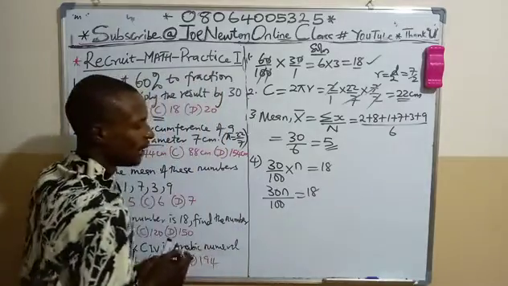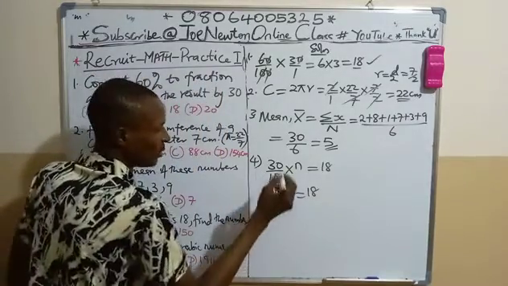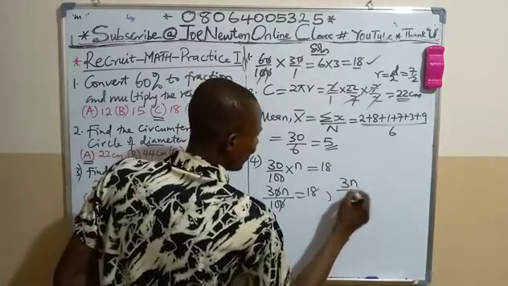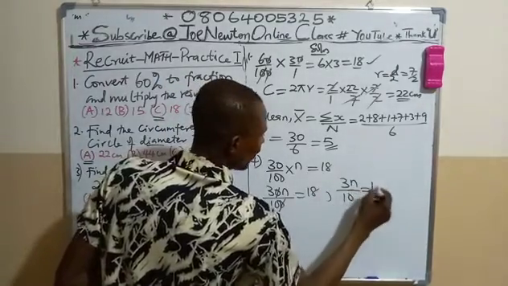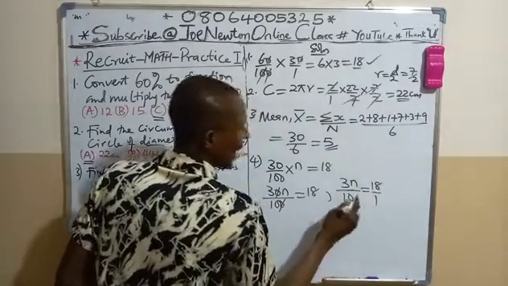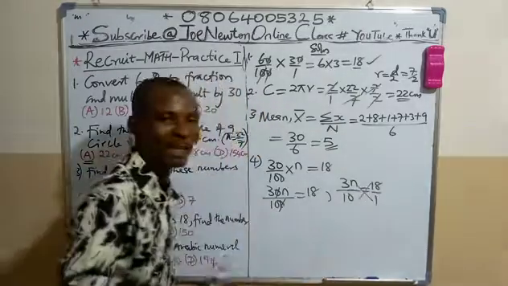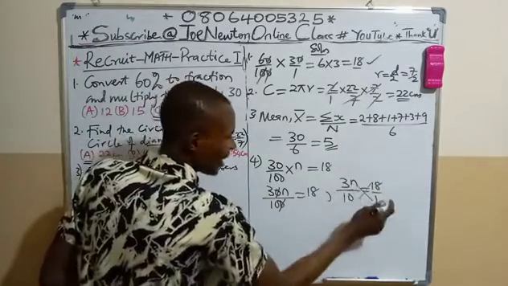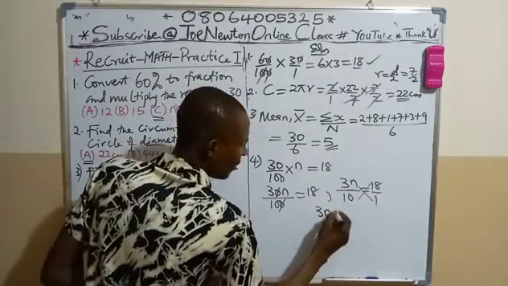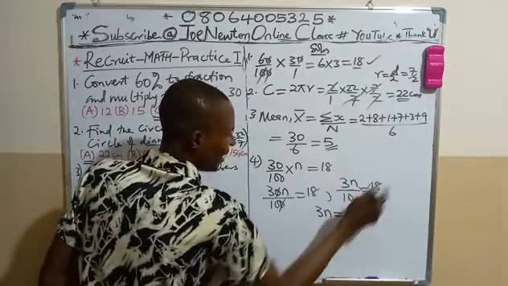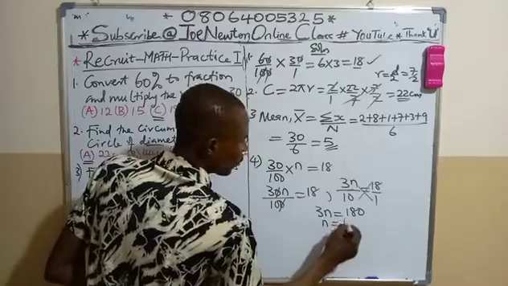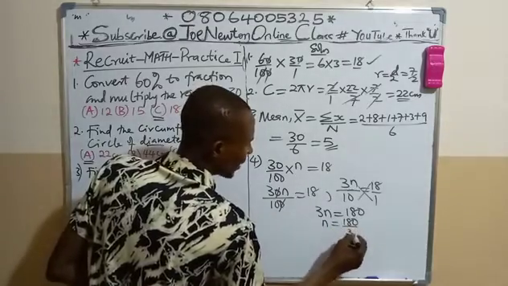You see what you have now. So you can see 0 cancel 0 to reduce the work. Therefore, you have 3n over 10 equals 18. So you cross multiply. We cross multiply in mathematics. So when you cross multiply, you have 3n times 1, you have 3n equals 10 times 18, 180. Therefore, n equals 180 over 3.